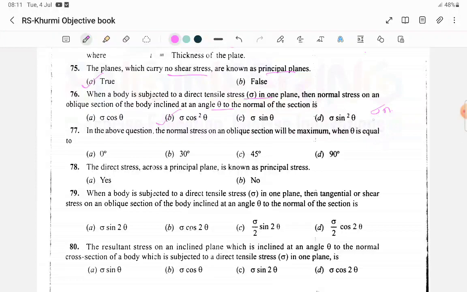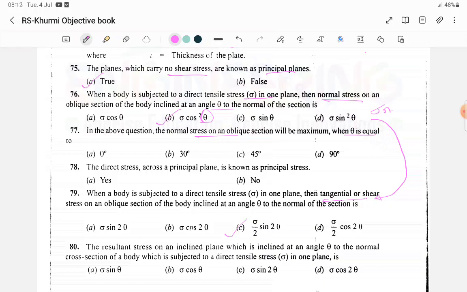So the next question you can see here, same question: normal to the section, the body is subject to direct tensile stress in one plane. Here, tangential or shear stress is asked, that is sigma by 2 into sine 2 theta. In the above question, the normal stress on an oblique plane will be maximum when theta is equal to 0 degrees, as cos 0 is 1.